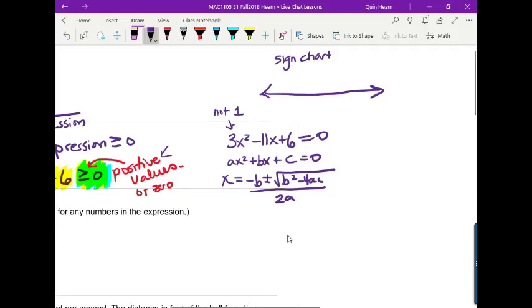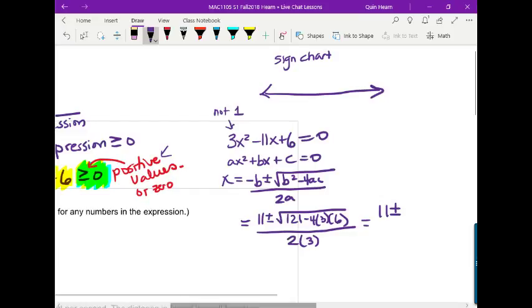All right, so we know our a is 3, our b is negative 11, and our c is 6, so we're going to just plug in. So that would be the opposite of negative 11. Negative 11 is positive 11 plus or minus the square root of negative 11 squared, which is positive 121, minus 4 times 3 times 6, all over 2 times 3. All right, so that's going to be 11 plus or minus, let's see, this is 49. Let's pull up the calculator.